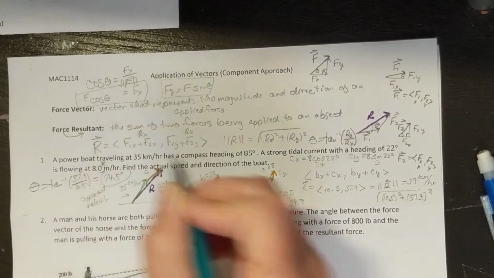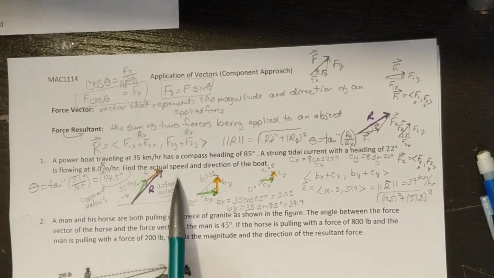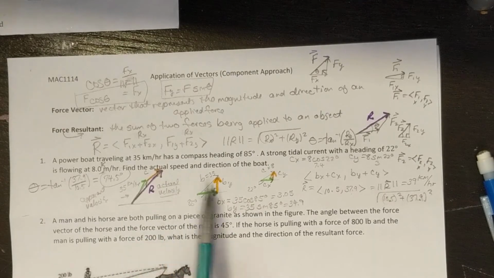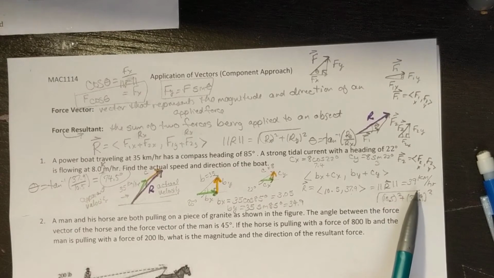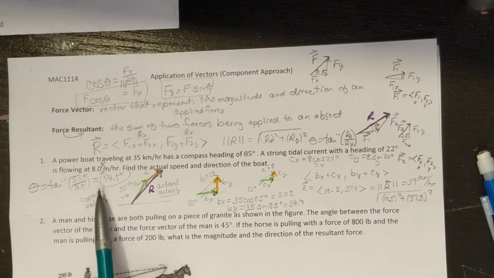74.5 degrees. So if we had to write a sentence, I've run out of a lot of room. If it said find the actual speed and direction of the boat, you could say that the actual speed of the boat is 39 kilometers per hour, headed with the compass heading of 74.5 degrees. That is its actual speed and direction. Okay, so that's an example of how you can do that. We're going to look at a few more examples.